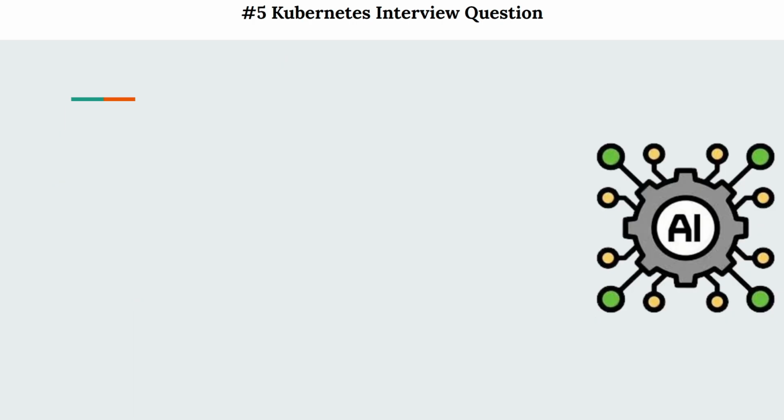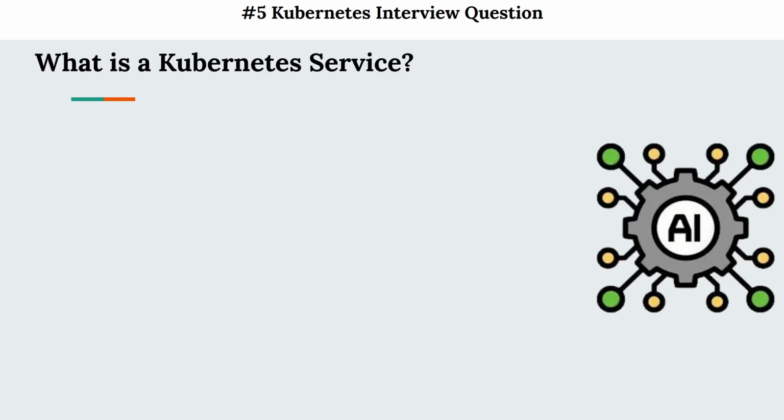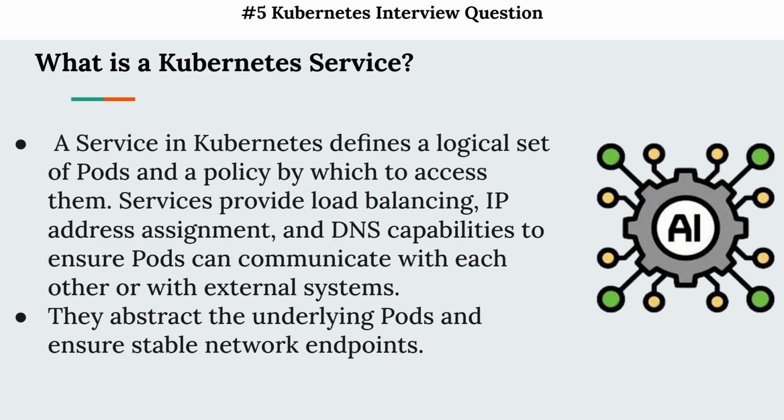Let's move to the fifth question. What is a Kubernetes service? Let's see the answer. A service in Kubernetes defines a logical set of pods and a policy by which to access them. Services provide load balancing, IP address assignment, and DNS capabilities to ensure pods can communicate with each other or with external systems. They abstract the underlying pods and ensure stable network endpoints.